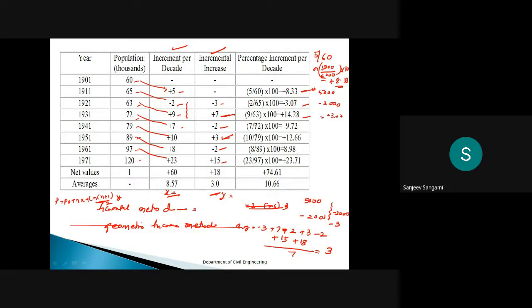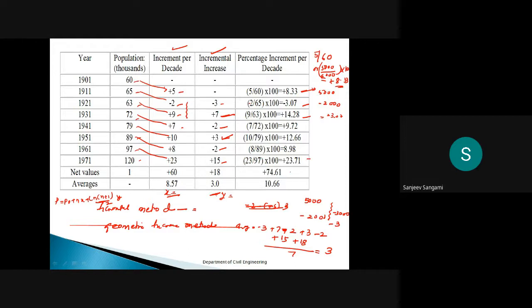9.69 divided by 63, this you have to use, multiply by 100. Then 7 divided by 72, multiply by 100. Then 10 divided by 79, multiply by 100. 8 divided by 89, multiply by 100. Then 23 divided by 97, multiply by 100.